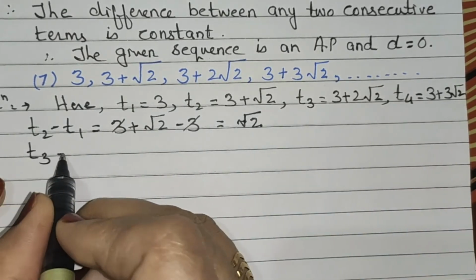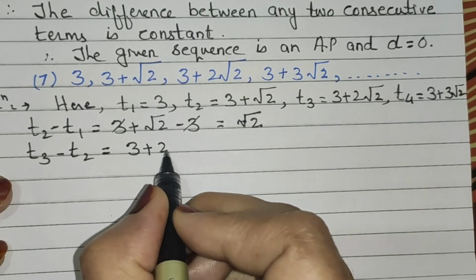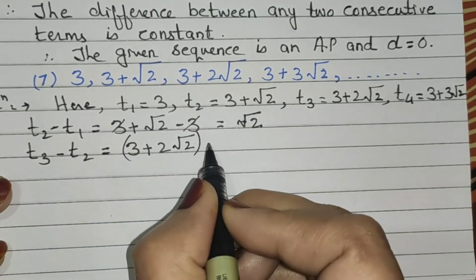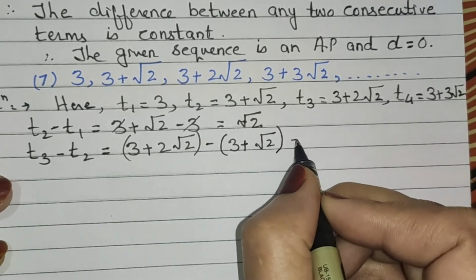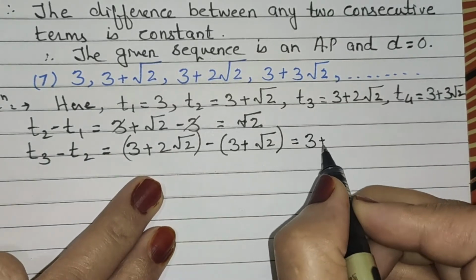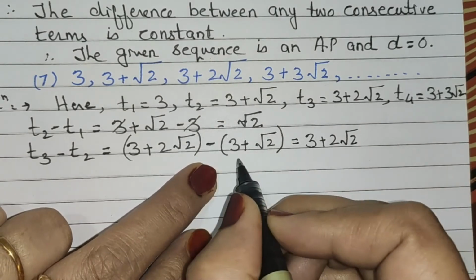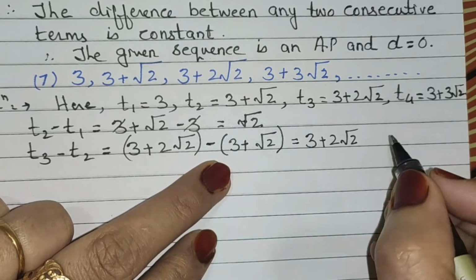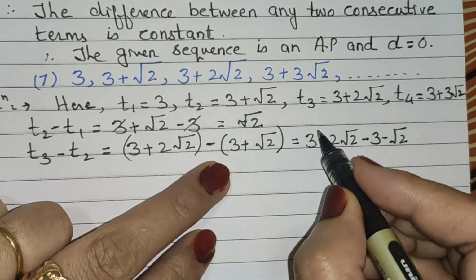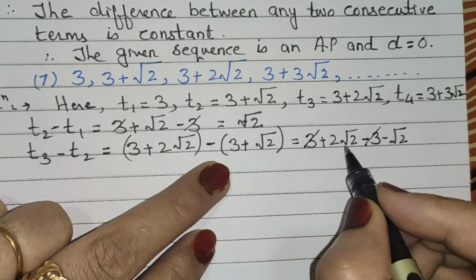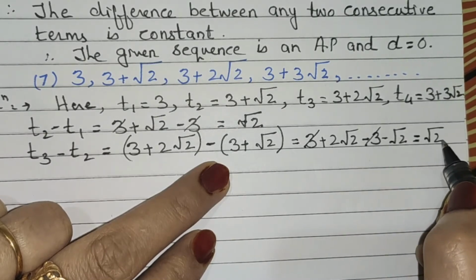Next one, T3 minus T2 is equal to, T3 is 3 plus 2 square root of 2 minus T2 is 3 plus square root of 2. Now open the bracket, 3 plus 2 square root of 2. Now before the bracket there is minus sign, therefore multiply each and every term by minus 1. We get minus 3 minus root 2. Now look at this one, plus 3 minus 3 both are cancelled, 2 root 2 minus 1 root 2. We get here root 2.